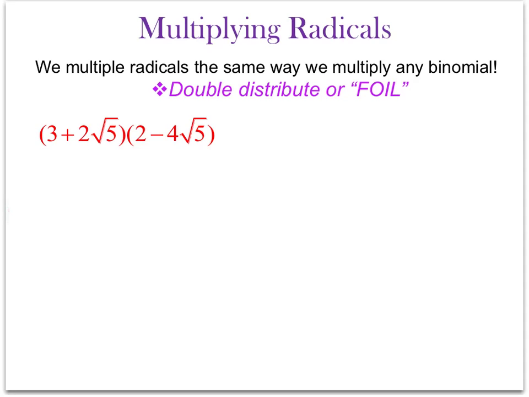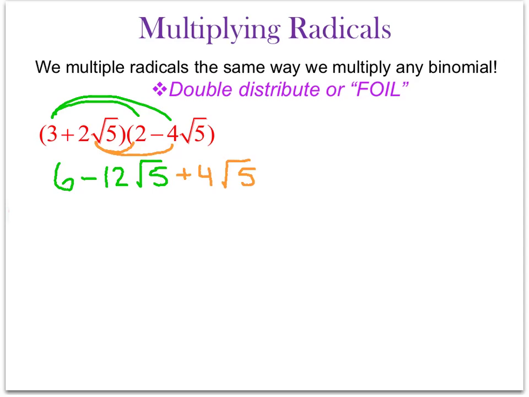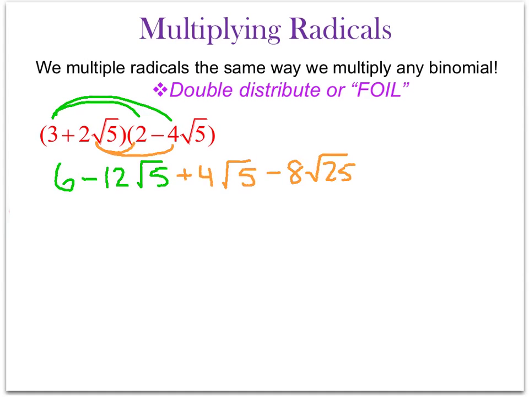To multiply binomials that have radicals in them, you double distribute just like you normally would if you didn't have radicals. So for this problem, we're going to do 3 times 2, 3 times negative 4 times the square root of 5. Now remember, you just multiply what's in front. So I'm going to get negative 12 times the square root of 5. And then we multiply the next terms. I multiply what's in front, so I'm going to get positive 4 square root of 5. And then multiplying the last term, we just multiply the coefficients, so that's going to give me negative 8. And then we multiply what's underneath since we have the same index. So I'm going to get the square root of 25.